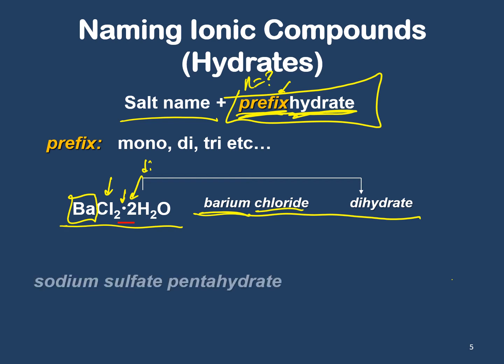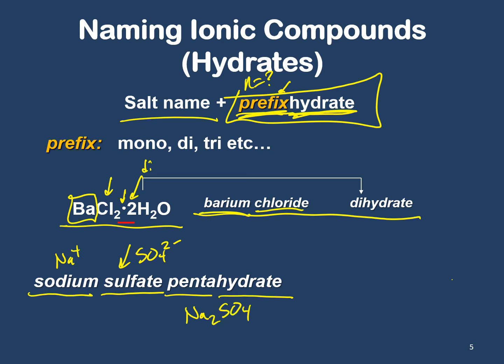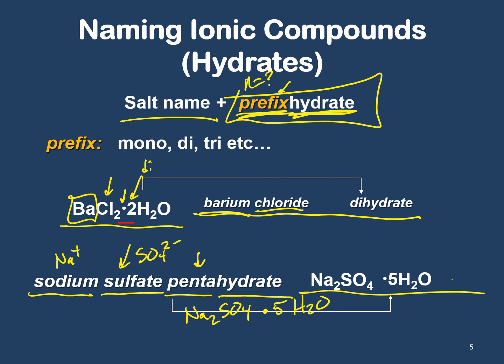All right, let's go the other direction. So if I have sodium sulfate pentahydrate, then what I need to do here is first write my ionic compound's formula. I know sodium is Na+, sulfate is SO4 2 minus, so I have to create my ionic compound there. That would be Na2SO4. Then I'm going to do my multiplication dot. Pentahydrate, penta is the prefix for 5, so I'm going to write 5, and then H2O. And so this is my formula of sodium sulfate pentahydrate.